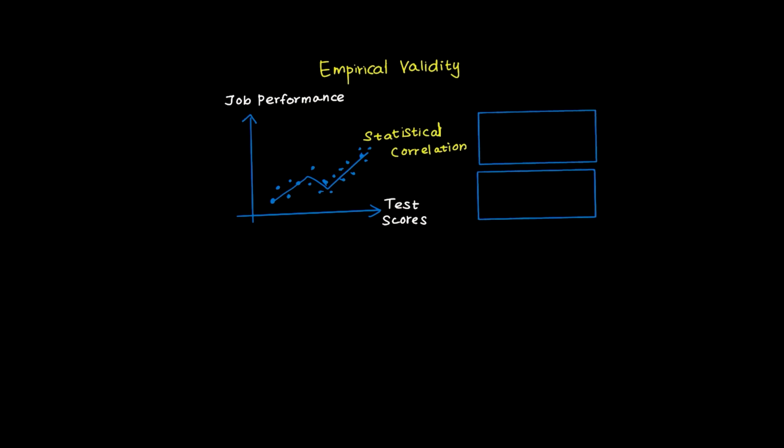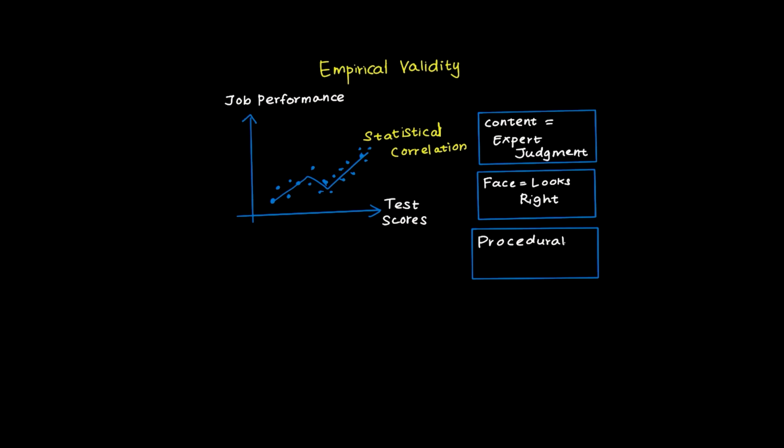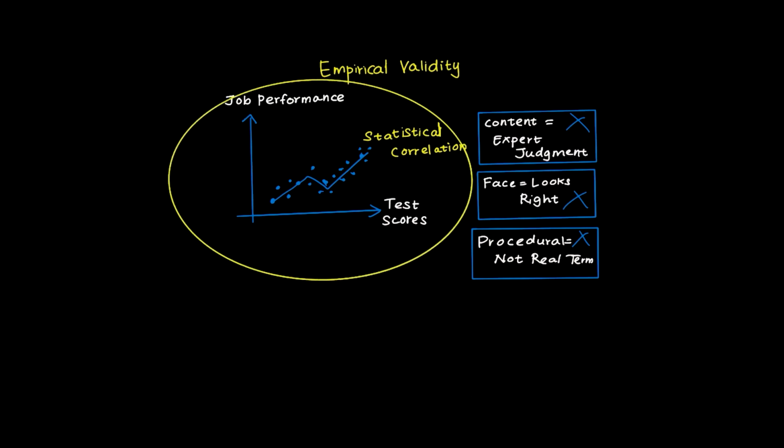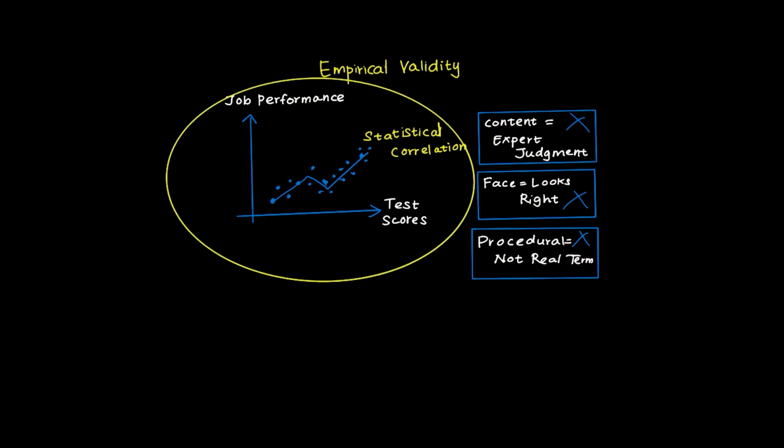Content validity checks if test items match job tasks. That's expert judgment, not statistics. Face validity is just whether the test looks legit to candidates. Procedural validity isn't a real term in selection testing. Empirical validity is the statistical proof that scores correlate with outcomes.